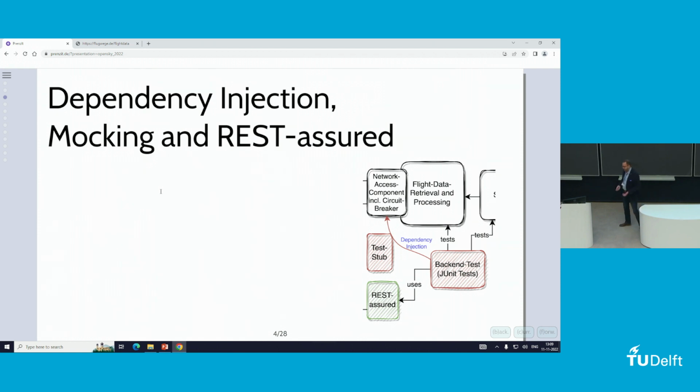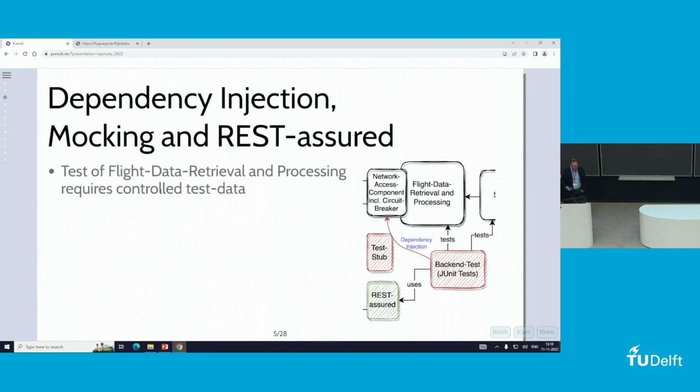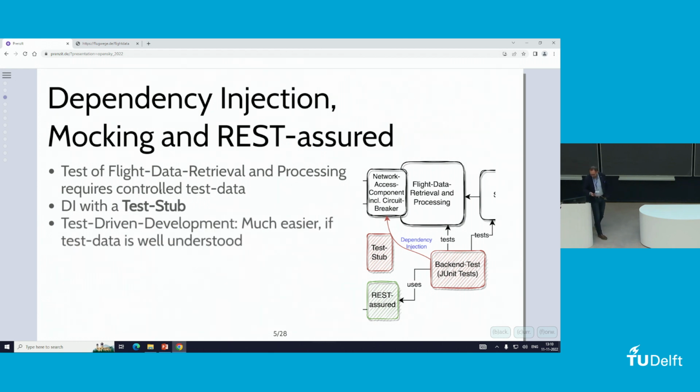And so that's something that we can do and help students understand with real life data, and they understand it really nicely. So what we test is we test the flight data retrieval and processing, and we test it with controlled test data. So the test stub here, down there, just provides you with controllable test data. You don't have access to the real system, so you provide access to the test system, but it behaves just the same. So what we do is we do dependency injection with the so-called test stub. A test stub, I'll go into that in a short while.